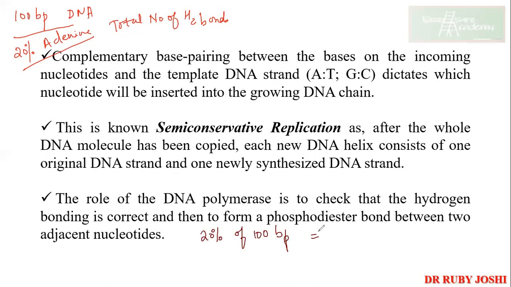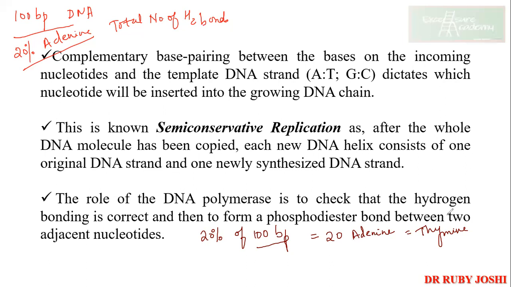Simple math. 20. Yes. So what does it mean? In 100 base pairs, I have got 20 adenine. Correct? From this, what can you conclude? Thymine is also 20. Yes, very good. So what are the remaining GC? How much will it be? 30, 30. Yes. So it's simple maths, right?